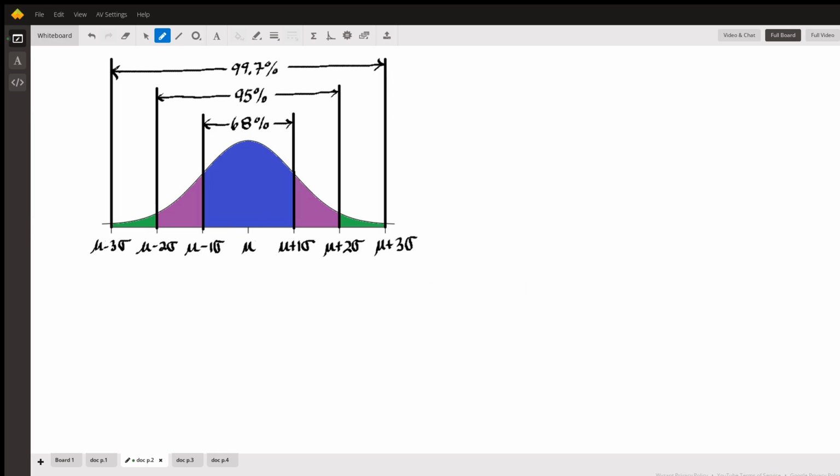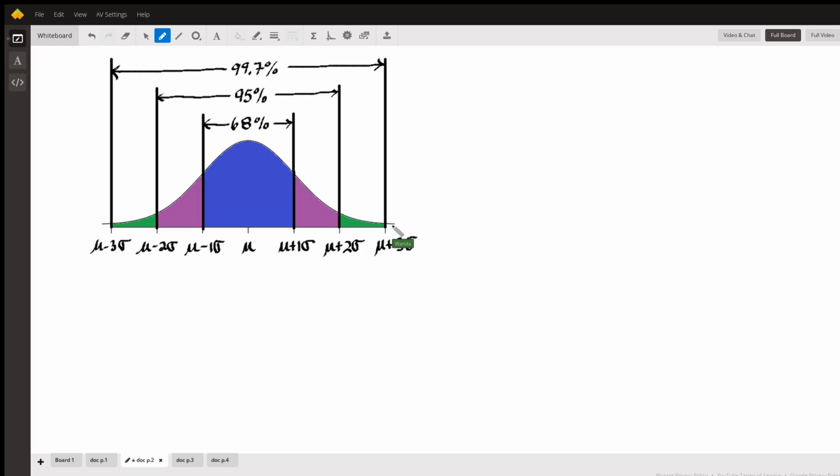About 95% of all the values in the distribution will be within 2 standard deviations of the mean, from here to here, the blue plus the purple. About 99.7% of all the values will be within 3 standard deviations. That's this part, the green, the purple, and the blue, all added together. Everything else, about 3% of the distribution, is outside of this, and about half of that is above 3 standard deviations.